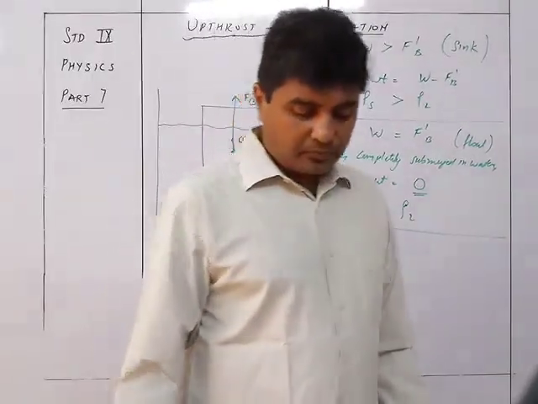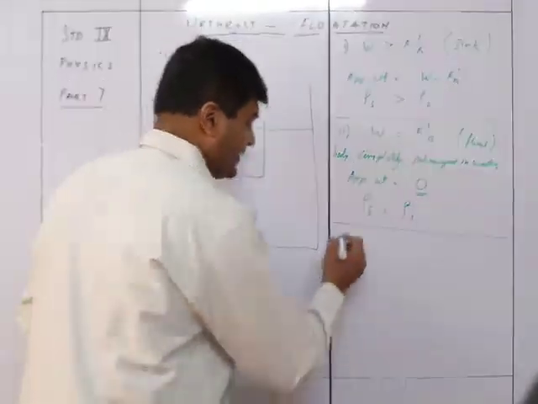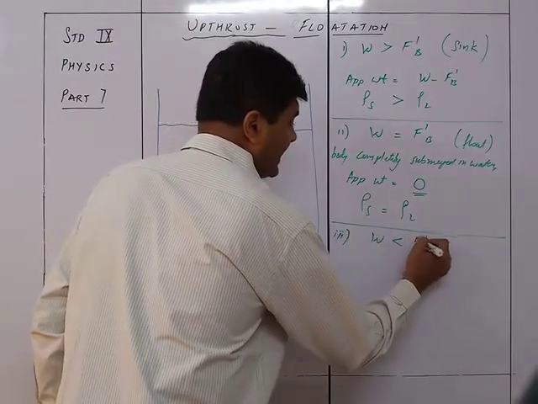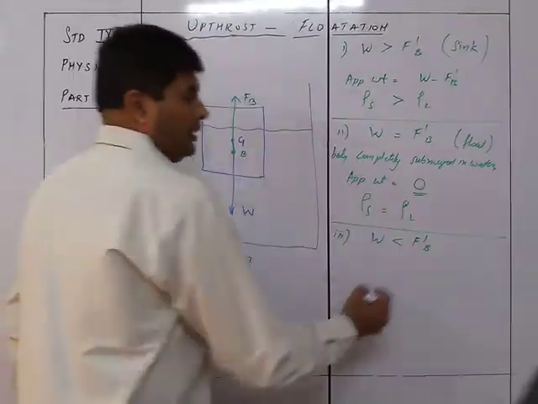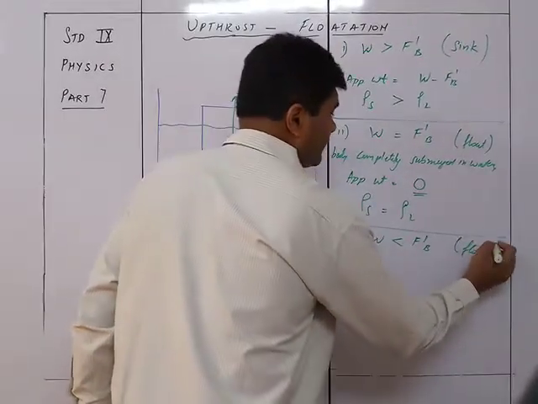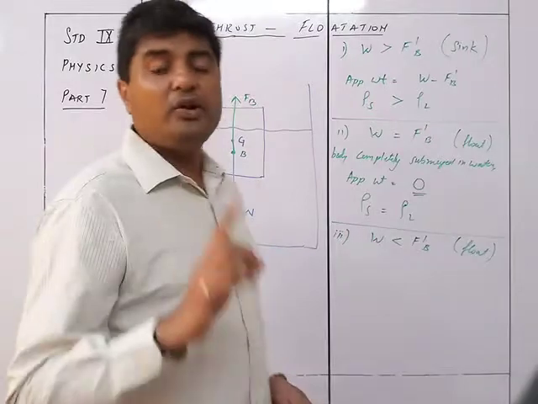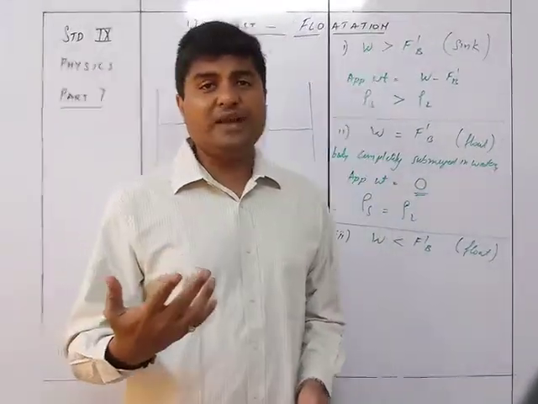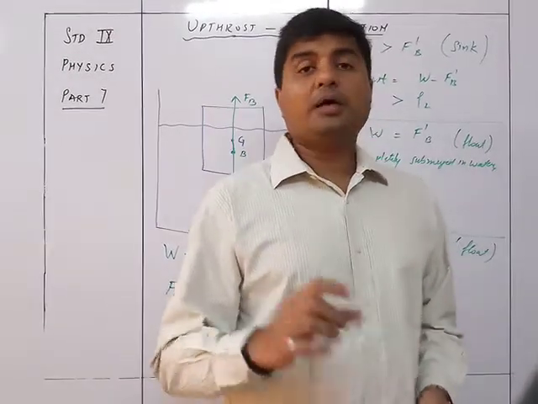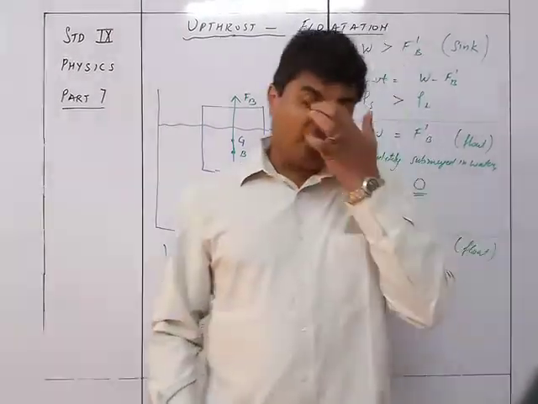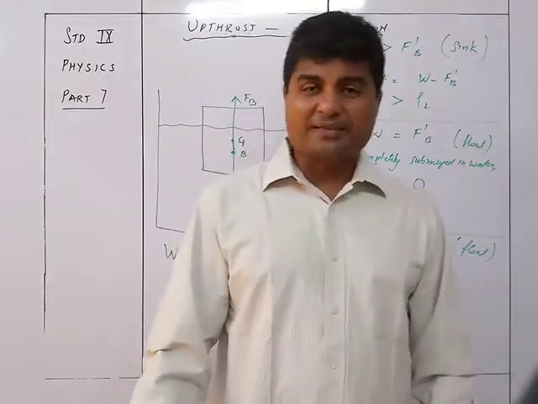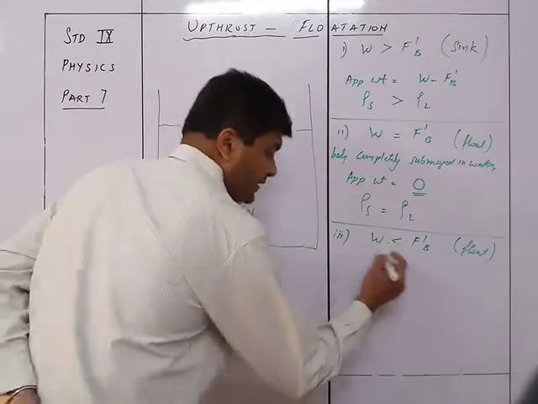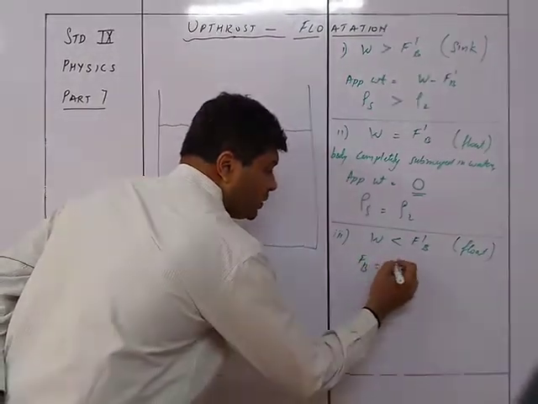We see the third and final case over here, that is W is less than F'B. Again the body is going to float. Now the body will not be completely in water, it is partially inside water and partially above water. And the FB which is given out will not be maximum, it will be just sufficient that it is equal to W. So in this case, FB will be equal to W.